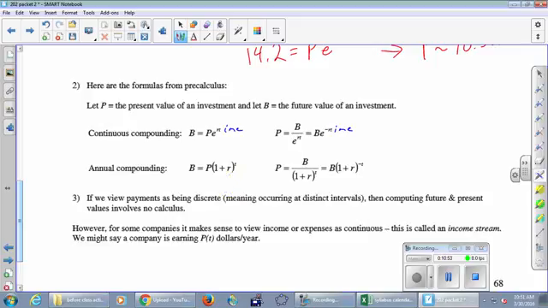Okay, number 3. If we view payments as being discrete, meaning occurring at distinct intervals like every year for 3 years, then computing future and present value involves no calculus. That's the problem that we just did. However, for some companies, it makes sense to view income or expenses as continuous, called an income stream. You might say that a company is earning P of t dollars per year.